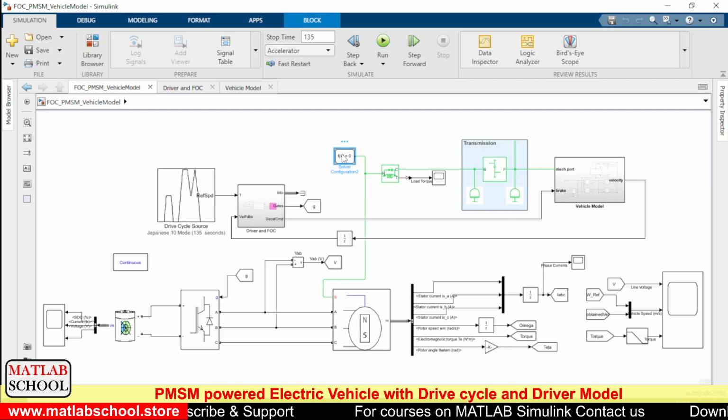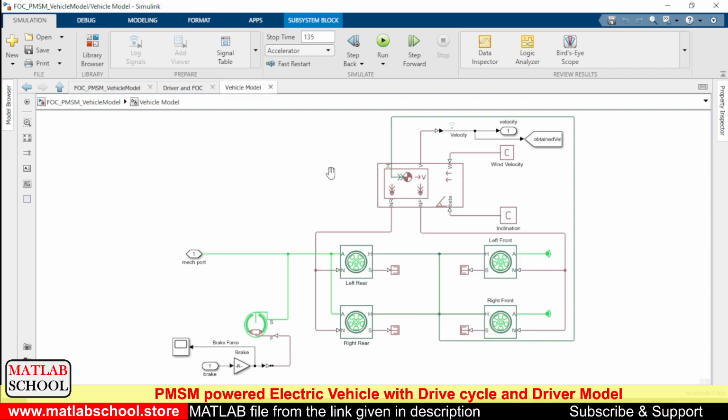This is the solver. This solver is similar to the power GUI block that we have in the regular simulation model. Only if you connect this solver, the simulation will work. Otherwise, the physical model of MATLAB won't work.